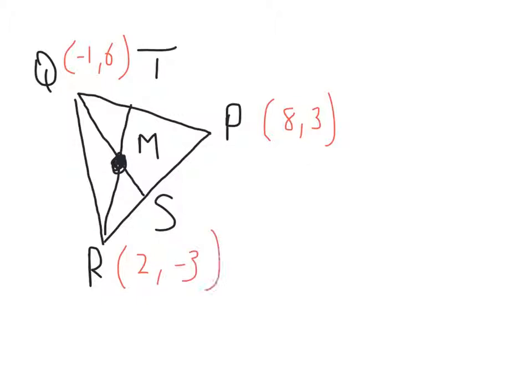We're going to find the equation of the altitude QS. So the altitude QS comes from Q and cuts RP at S at a right angle. So I'm first of all going to find the gradient of RP and then flip and invert to get the gradient of QS.